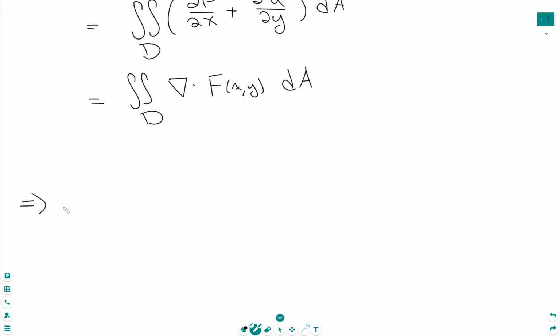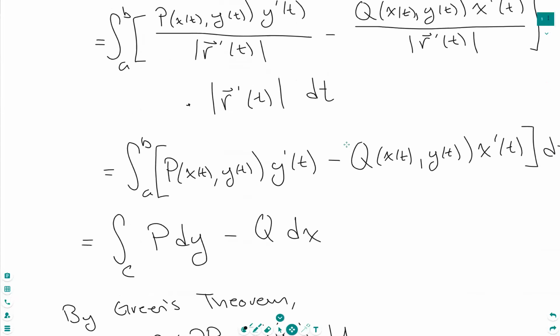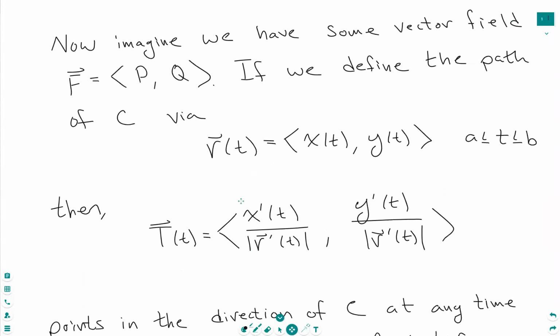So to wrap up our thoughts here, we have our closed line integral over C of f dot n ds. This is the double integral over D of the divergence of f dA. The book talks about these as different cases, like Green's theorem for flow and Green's theorem for flux. Green's theorem really is just this expression that we've defined up here.